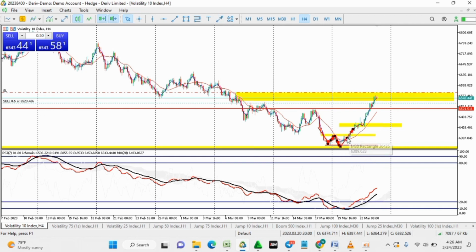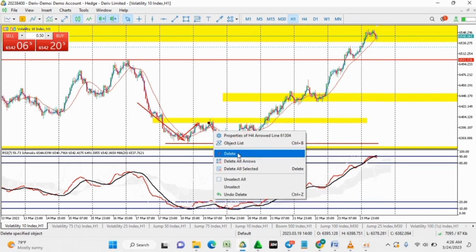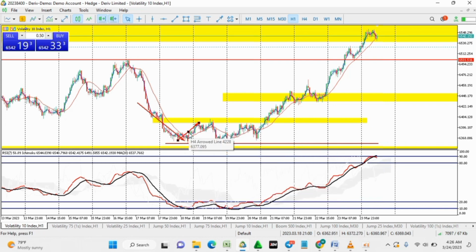Okay. So that is the double bottom. As you can see, even if I go to lower time frame, you can see it clearly. Price came from here to here to here to here. So that's a double bottom we are talking about. Let me first delete them. Double click and delete. Double click and delete.